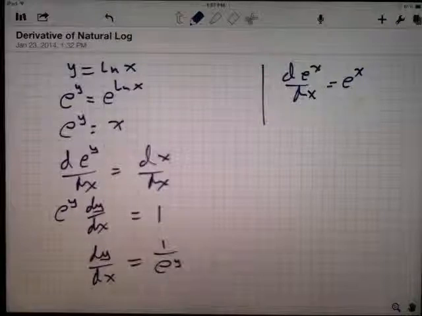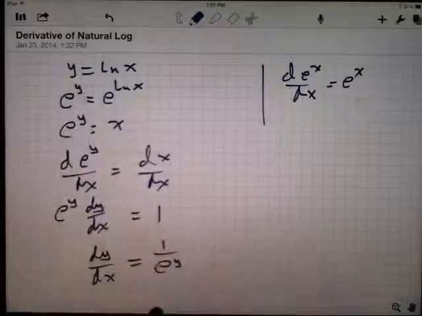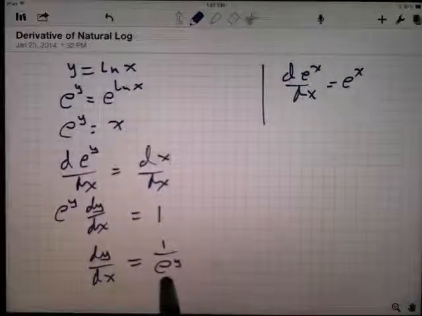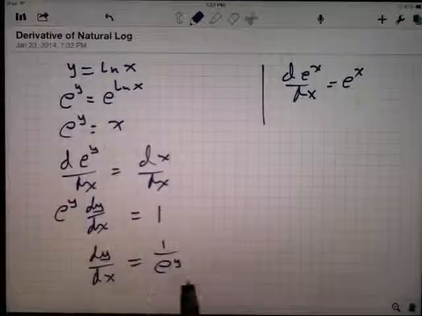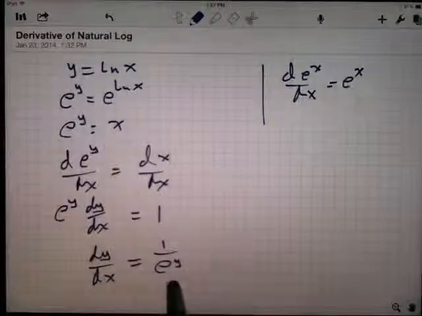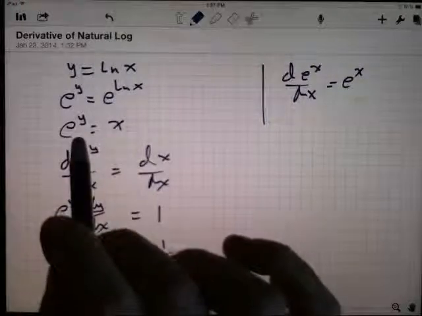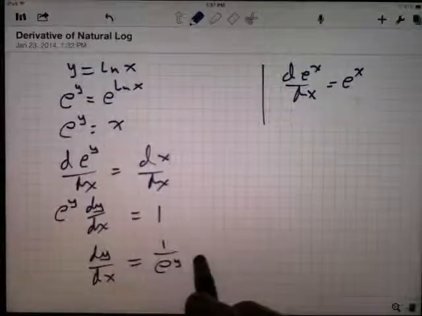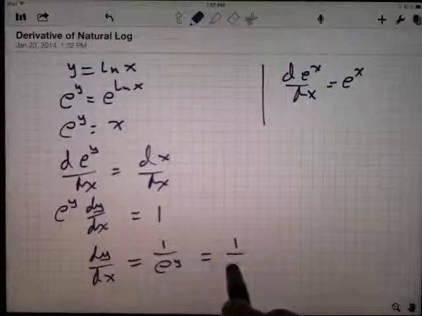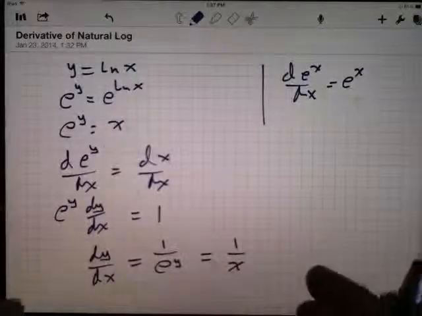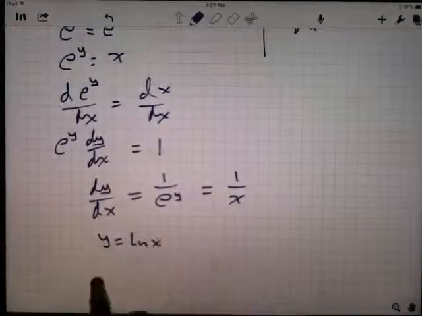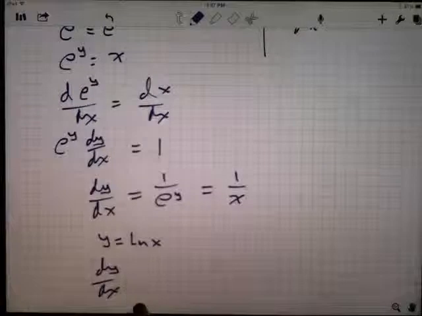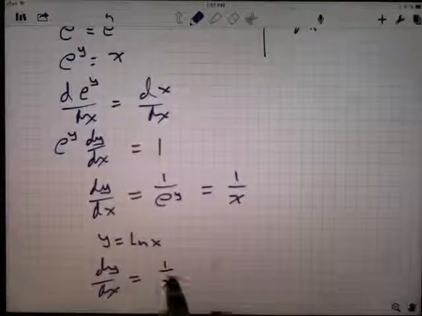This is a completely unsatisfactory answer, though, because I didn't start off implicitly. I started off explicitly. So I don't want my answer in terms of y's. I want my answer in terms of x. So I have to go back and look at the relationship between y and x and see if I can work that in here. And actually, it looks really nice, because e to the y is equal to x, so that denominator is just x. So the result is, with y equal to the natural log of x, the derivative, dy dx, is equal to 1 over x.